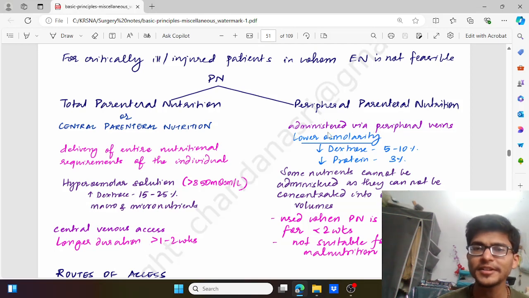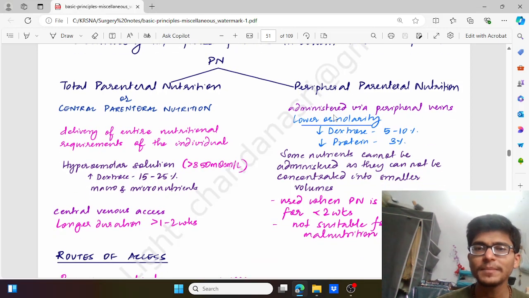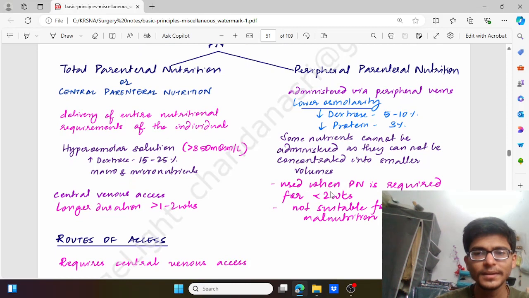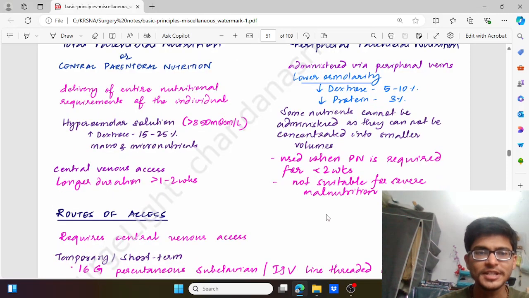Then we have peripheral parenteral nutrition. So peripheral parenteral nutrition is administered via the peripheral line, it should be low osmolar, dextrose should be less, up to 5 to 10%, less protein, 3%. Some nutrients cannot be administered as they cannot be concentrated into smaller volumes. It is useful when we have to use parenteral nutrition for less than 2 weeks and not suitable for severe malnutrition cases.